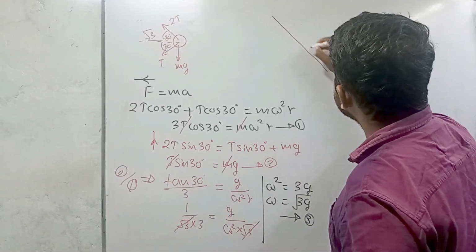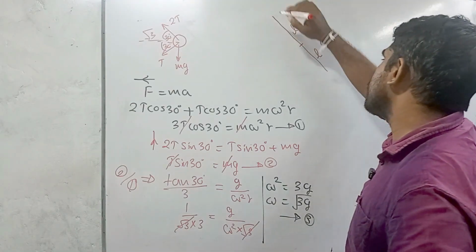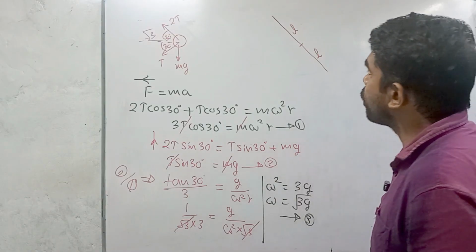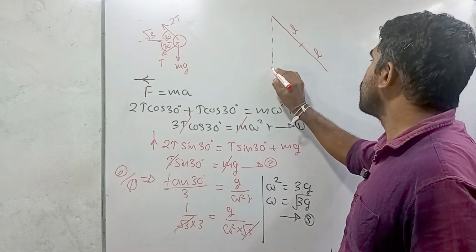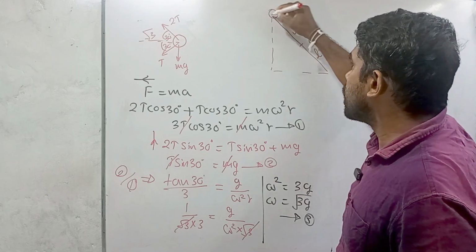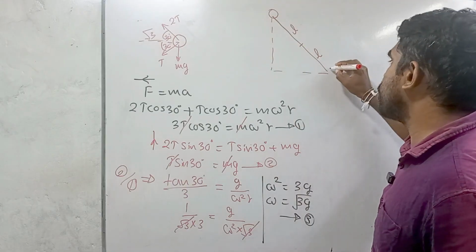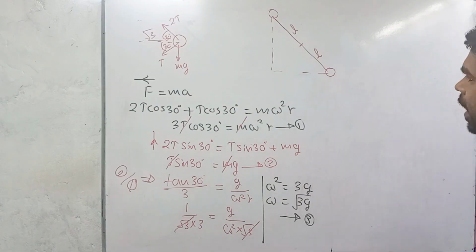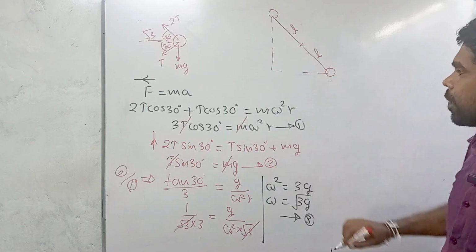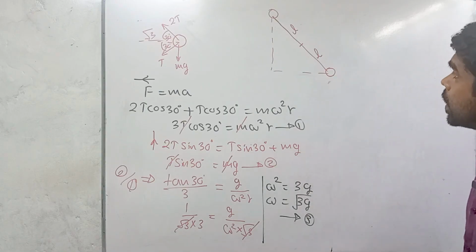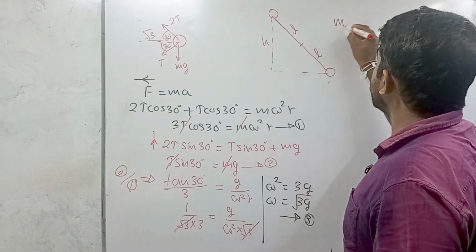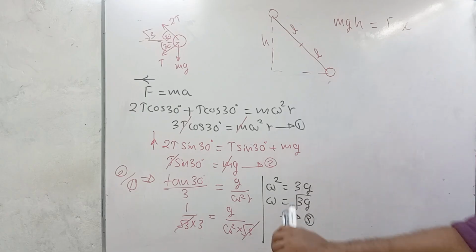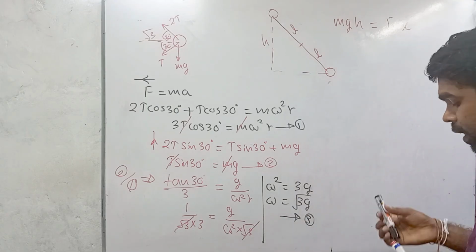Then I will consider the length of the plane as 2L, then upper half L and lower half L. Finally, potential energy at this place should be converted to work done against the friction because there is no kinetic energy at the end of the motion. Then potential energy mgh should be equal to work done against the friction, which is frictional force into displacement, distance.